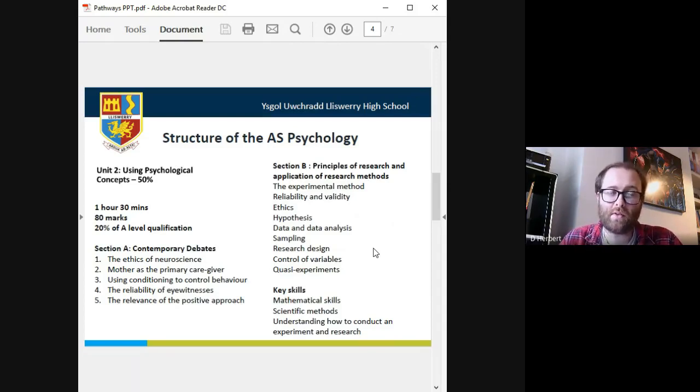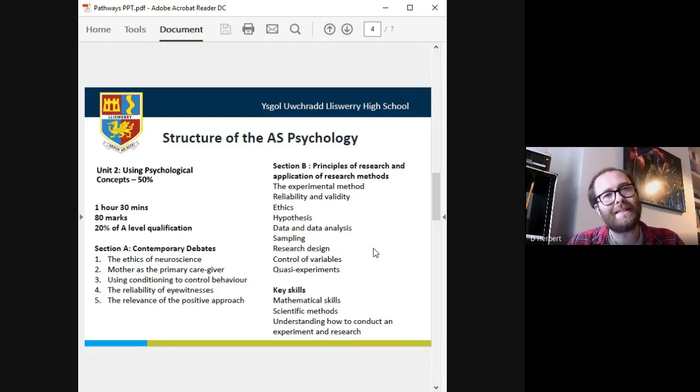We look at the ethics of neuroscience. We look at the mother as the primary caregiver. We look at using conditioning to control behavior. We look at the reliability of eyewitness testimony, including that of children. And we look at the relevance of the positivist approach in psychology.